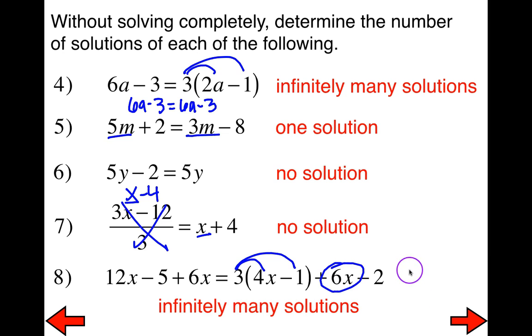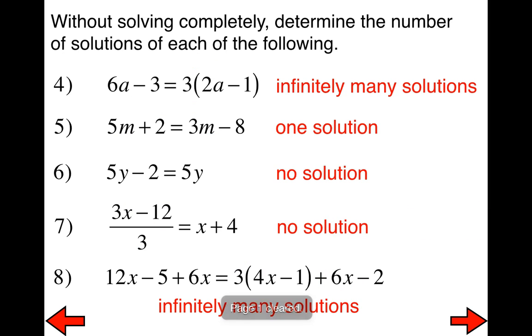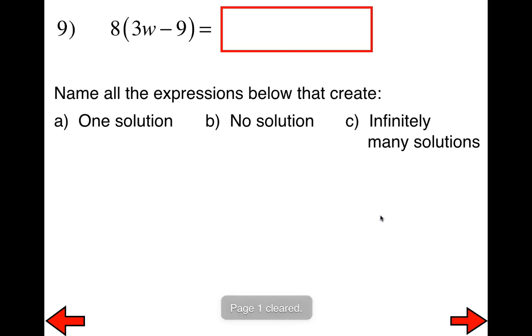So quick recap. If you notice your coefficients are the same, they're going to eliminate each other. Okay, which means if the expressions are equivalent, you have infinitely many solutions. If you have different expressions, but you know that your coefficients are the same, you would end up with no solution. Okay, so just try to keep that in mind as you're working on homework, quizzes, and tests.